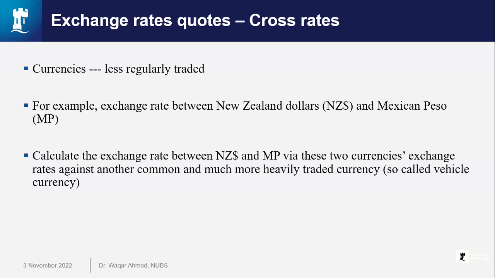So if we have another common currency that has a cost for both the New Zealand dollars and the Mexican peso, then we can use that information to calculate the exchange rate between these two currencies. The common currency is what we refer to as the vehicle currency.